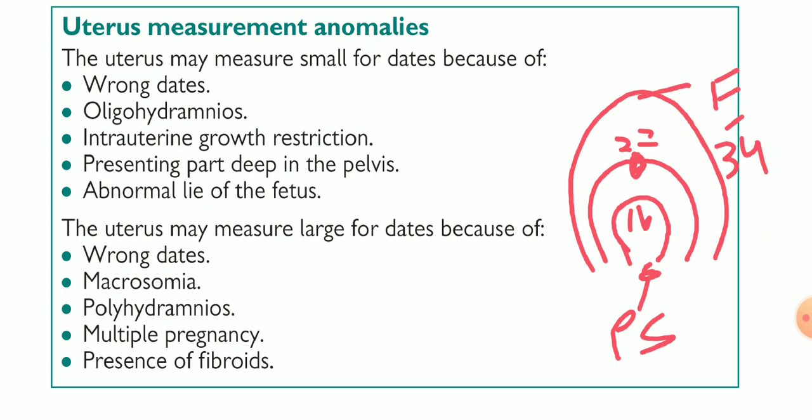And what are the anomalies which cause the uterus to be larger than the normal line? The uterus may appear large for the dates because of wrong dates, again the same. Macrosomia is a condition in which the size of the fetus increases beyond the expected size. In that condition, the fetus pushes the uterus and the height of the fundus will be more than the estimated line. Polyhydramnios: if there is more amniotic fluid around the baby, it also pushes the uterus. And multiple pregnancy: if there is more than one baby, then definitely the size of the uterus will be increased.